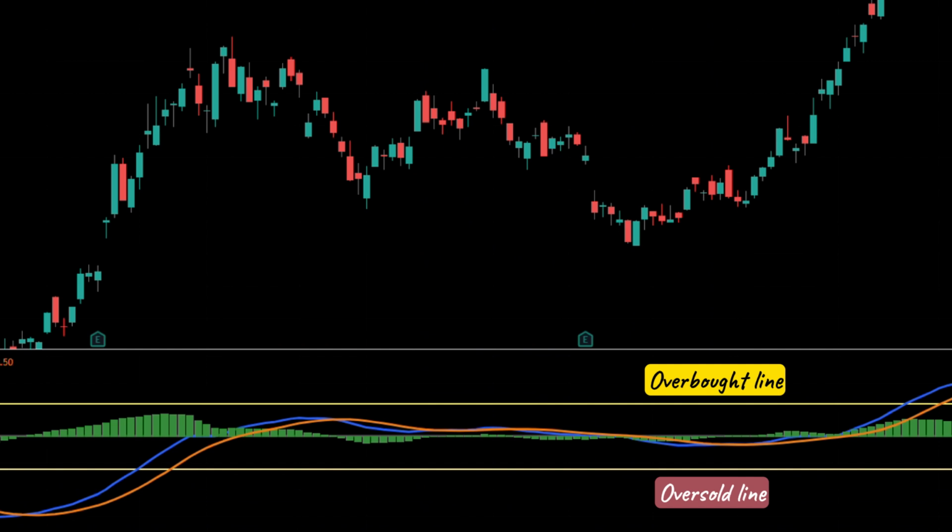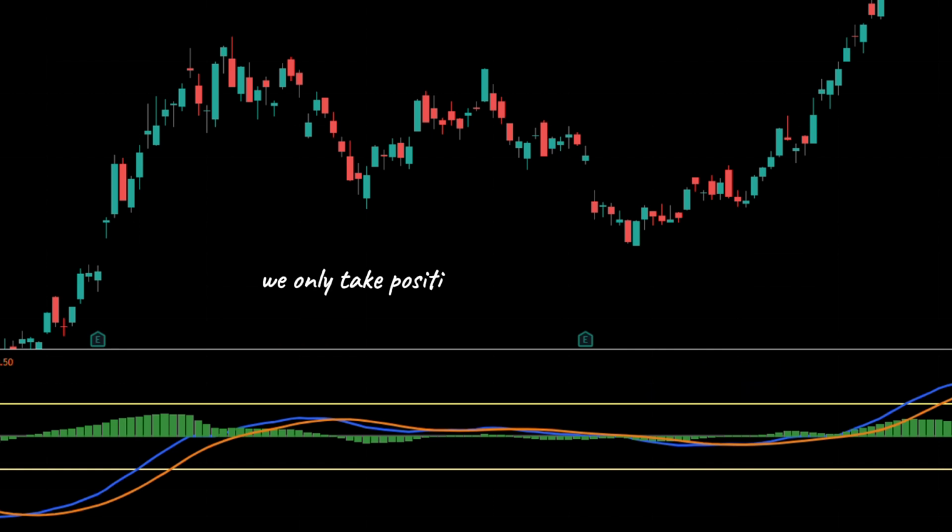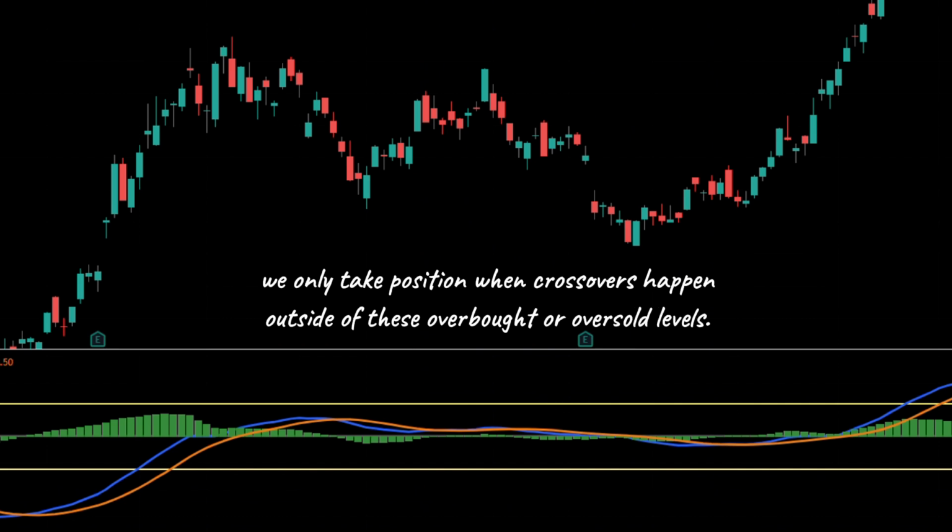The reason you apply overbought and oversold lines to the indicator is that we want to make sure that we only take positions when crossovers happen outside of these overbought or oversold levels, because this means that the price is overextended. When the price is overextended, we'll have a higher opportunity of making significant moves.